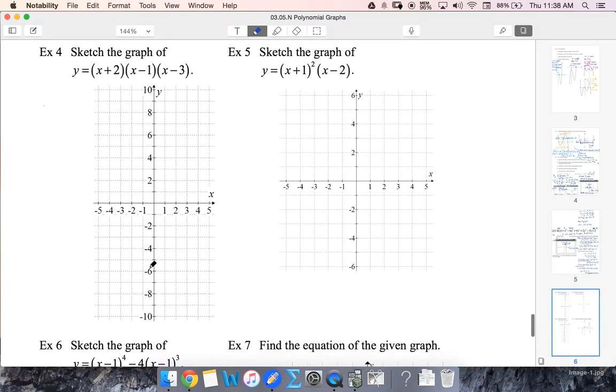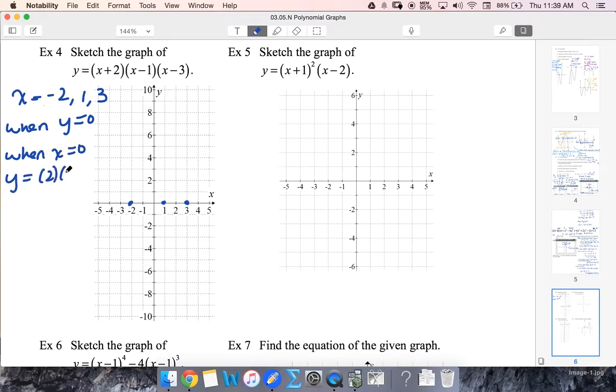So I see 3 single roots. My roots are going to be x is -2, +1, +3. So this is x equals -2, 1, 3. That's when y equals 0. When x equals 0, then our y value is going to be 2 times -1 times -3, which is +6.